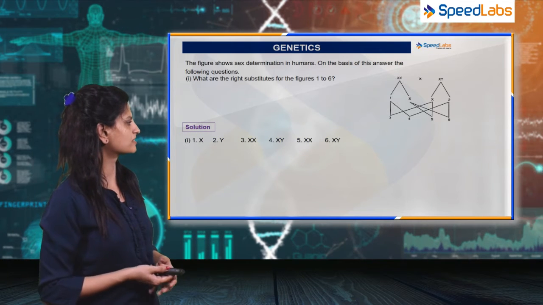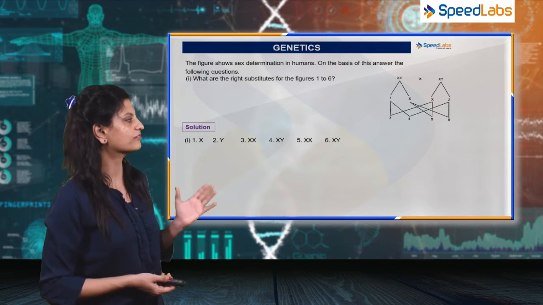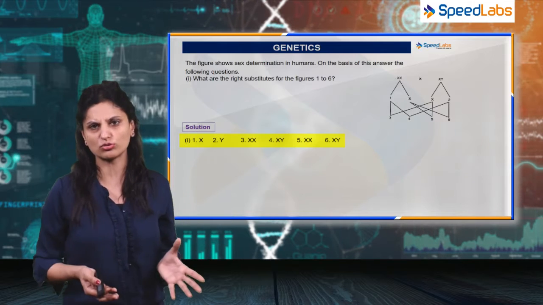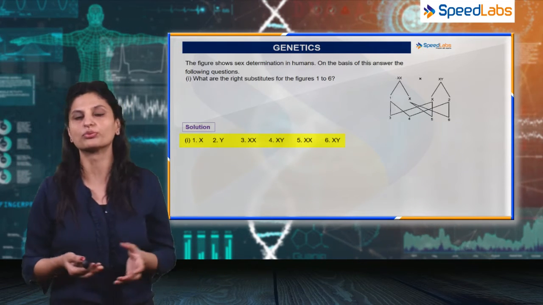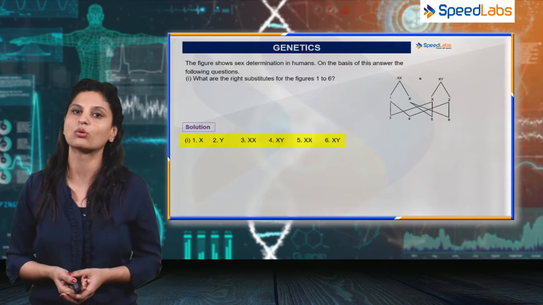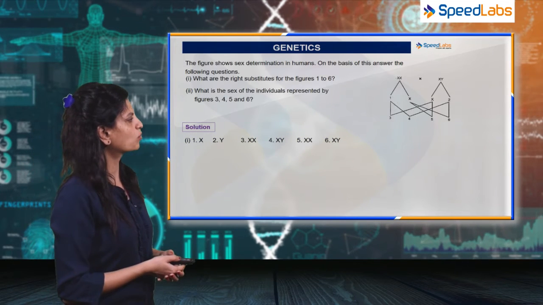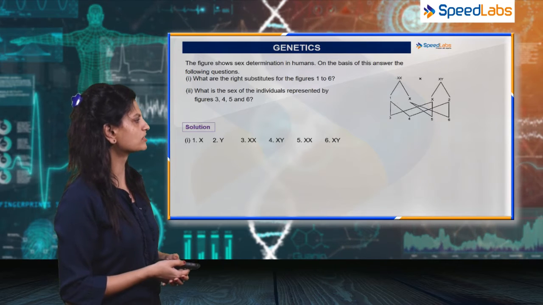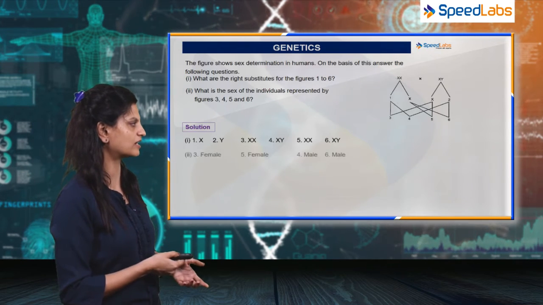And the last one, that is the sixth one, again is going to be X and Y, because over here the female produces two X chromosomes and out of that one X fuses with the Y chromosome. So here again we will have X and Y. So this is XY. Next, what is the sex of the individuals represented by figures 3, 4, 5 and 6?